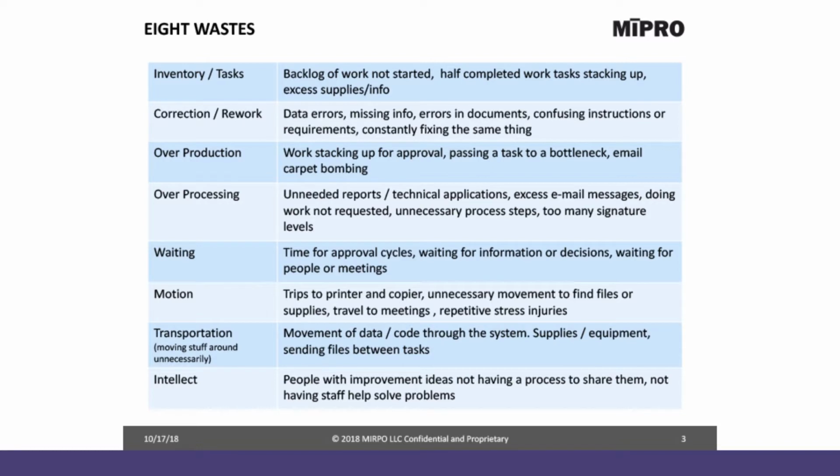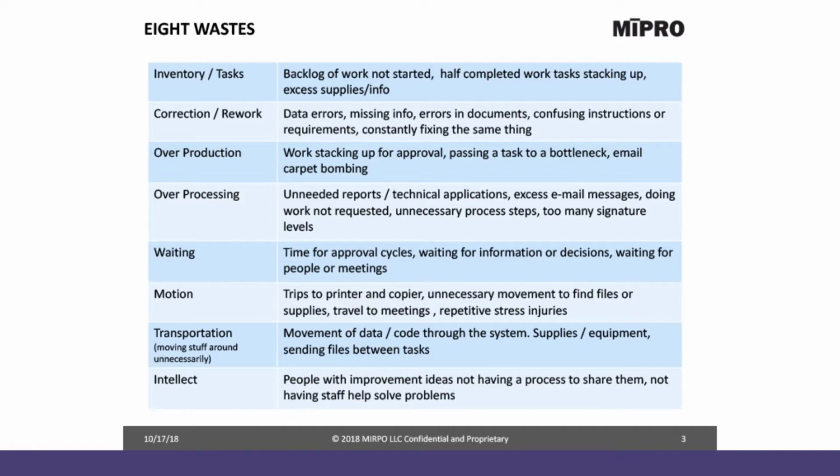So on the previous slide, we talked about the 8 wastes, and these are them. You can see them a little bit better here. The first we'll talk about in an overview is inventory or tasks. What that refers to is the backlog of work not started, half completed work, things that you had to leave because you may have been interrupted or waiting for something, but it's piling up, and you can see this as piles of paper on desks, emails, excess supplies.